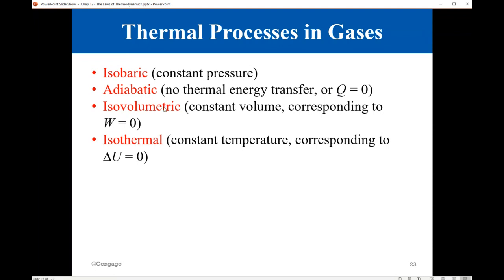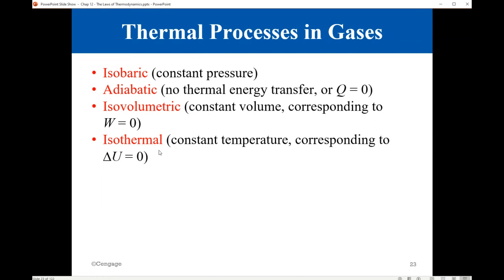The third group of processes is the isovolumetric. This group of processes means that the volume is kept constant. As we know, when the volume is kept constant, the gas is not being compressed, is not expanding, the volume is not changing, so there is no work being done by the gas or on the gas. W equals 0, therefore the change in internal energy is equal to Q for these processes.